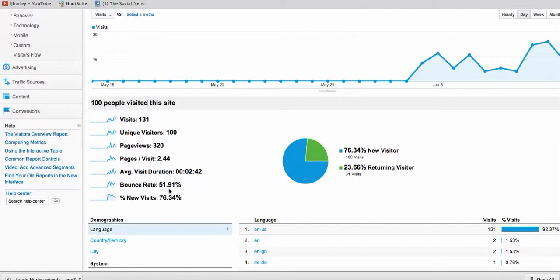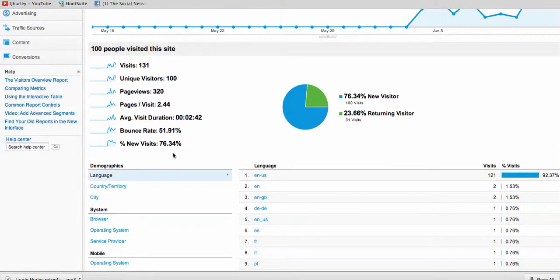Another important number is the bounce rate. Almost 52%. That means they exit my site from the home page. So the idea would be I want them to go deeper into my content. The average is 55%, so I'm a little bit below the average, which is great. I'm working to get that number down.